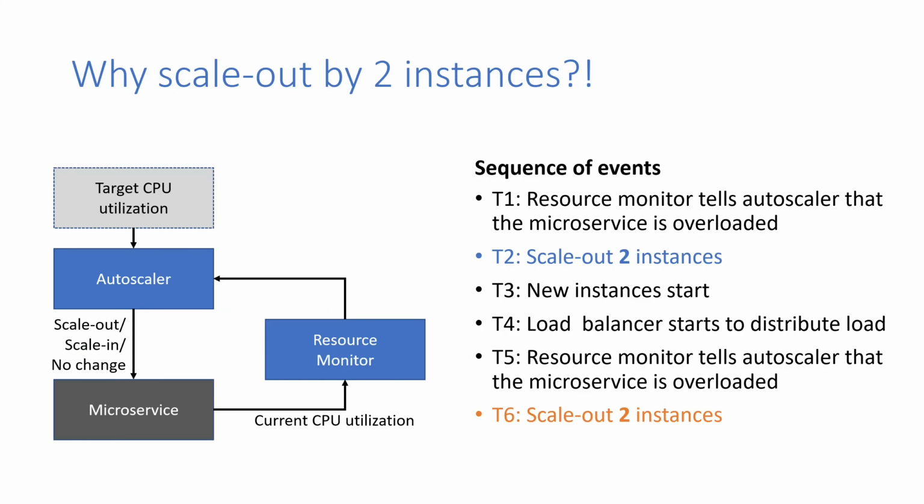And action intensity applies to cloud computing as well. So in the example I had before, when we were discussing instability in the autoscaler, I said that the autoscaler would scale out by 2 instances. But why 2 instances? Why not 1? Why not 3? Why not 4? So how many instances should we scale out each time? So this is one of the parameters that we need to set.